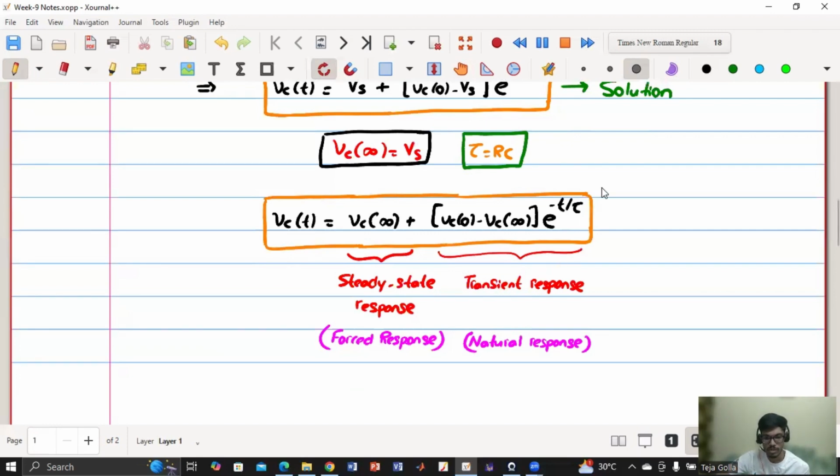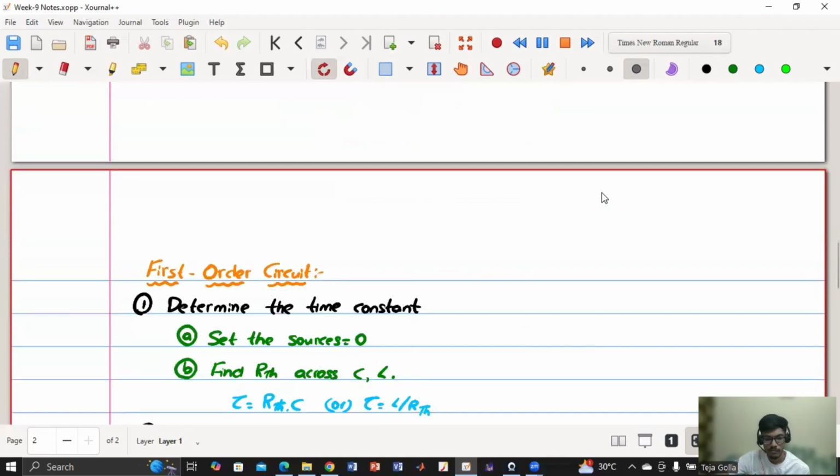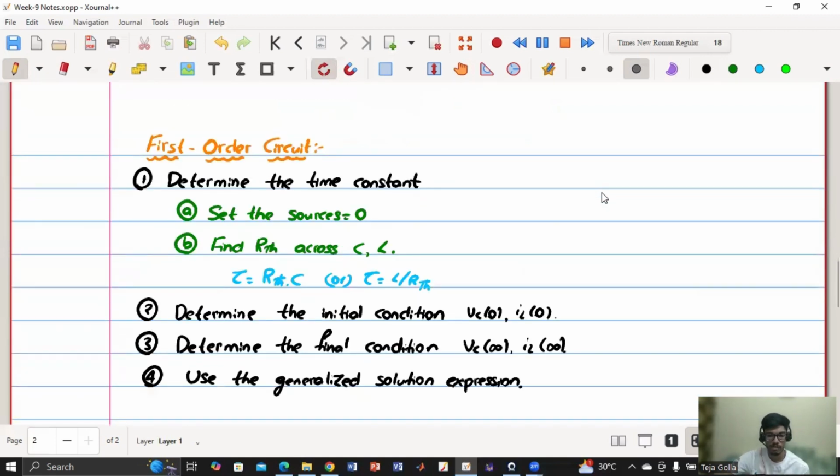And tau is the time constant. If it is an RC circuit, it is RC. If it is an RL circuit, it will be L by R. So for calculating tau, we need to find the Thevenin resistance across that C or L. First we'll set the sources to 0, just like how we have done for Thevenin circuits. And then we'll use it to find tau for the RC circuit or RL circuit.